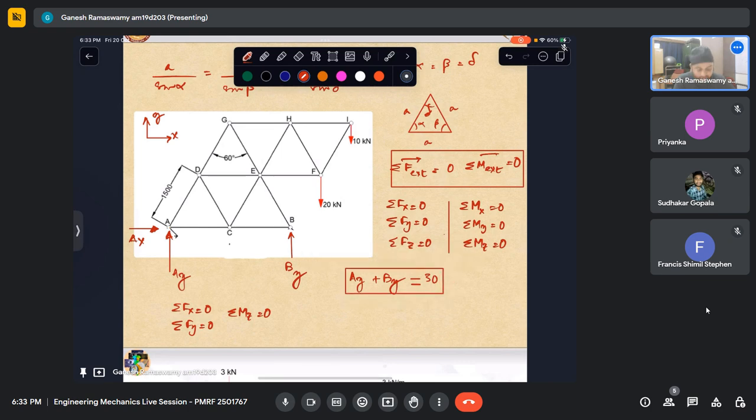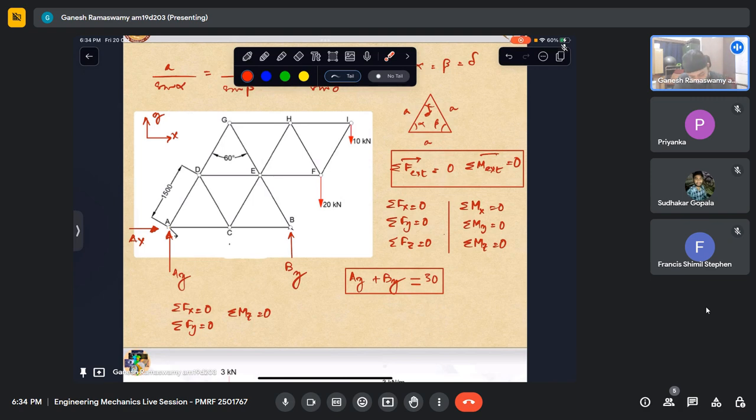The first equation gave us Ax equal to 0. Now we can take moment about any point in order to find our unknowns. So there could be a question where to take the moment. If we have two unknowns, and if we can find a point where the contribution of either one of the unknowns goes to 0, then that equation will directly give us the other unknown.